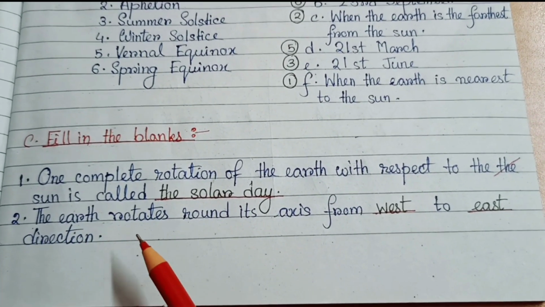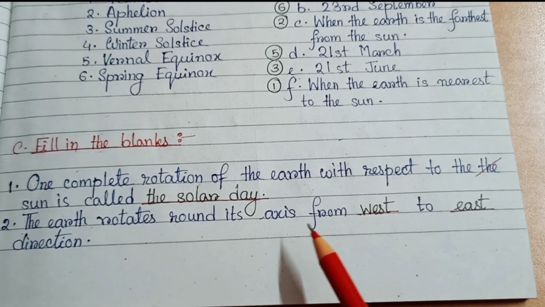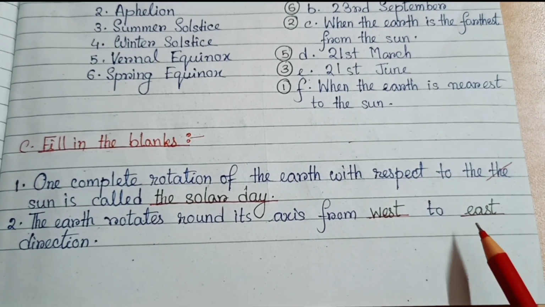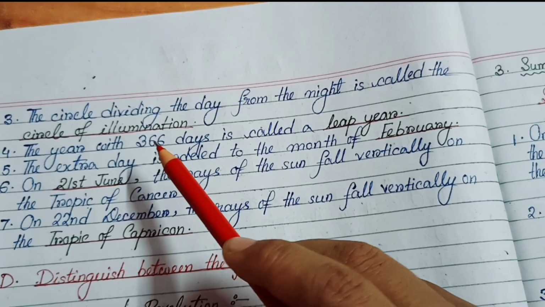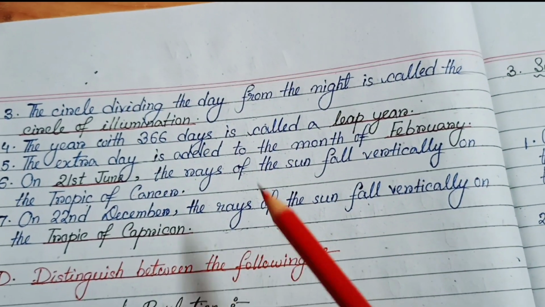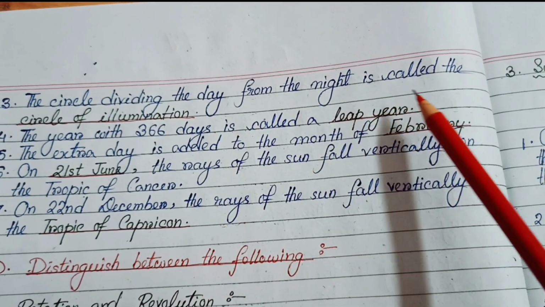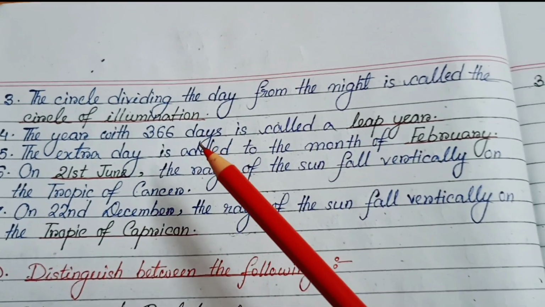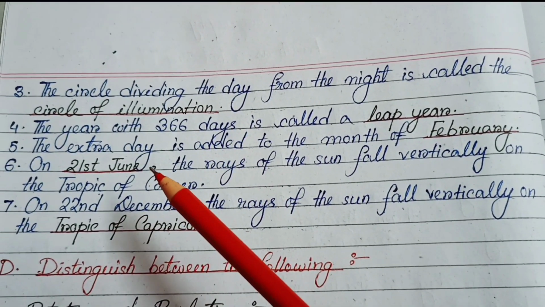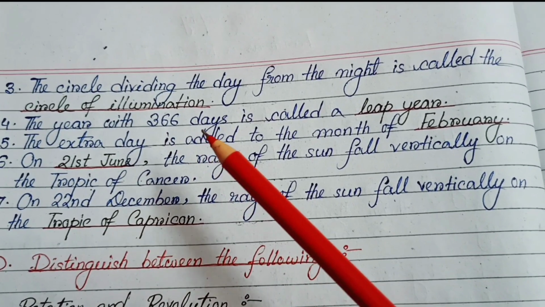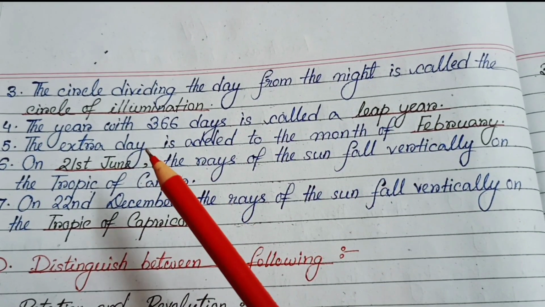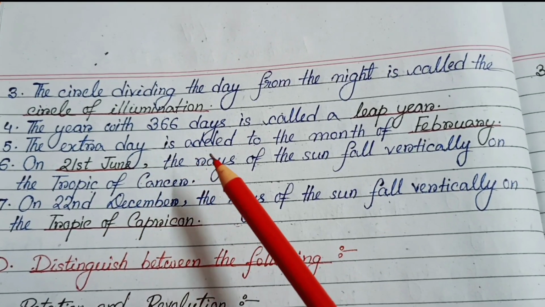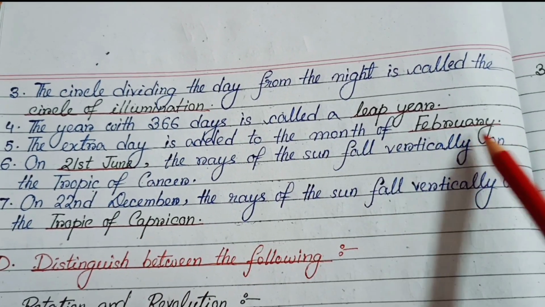Number 2. The earth rotates around its axis from west to east direction. Number 3. The circle dividing the day from the night is called the circle of illumination. Number 4. The year with 366 days is called a leap year. Number 5. The extra day is added to the month of February.